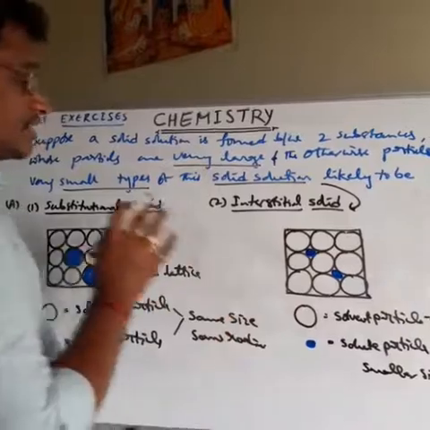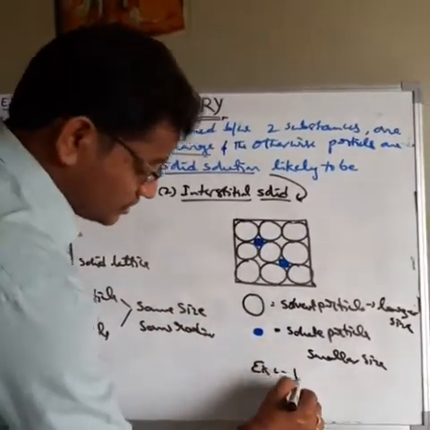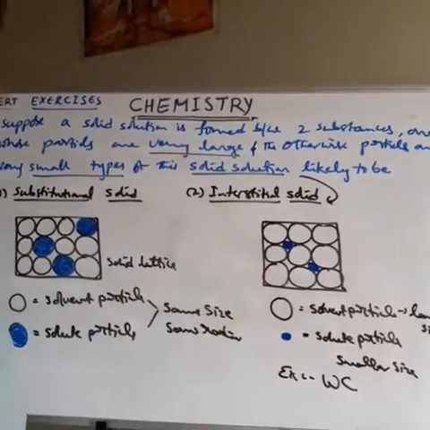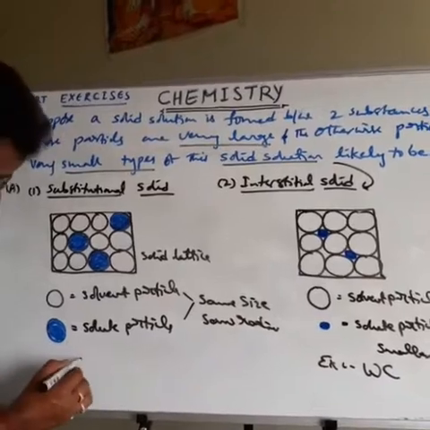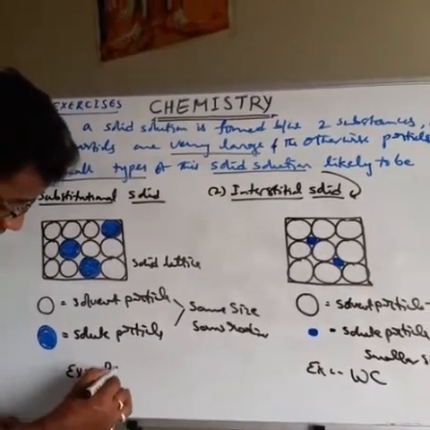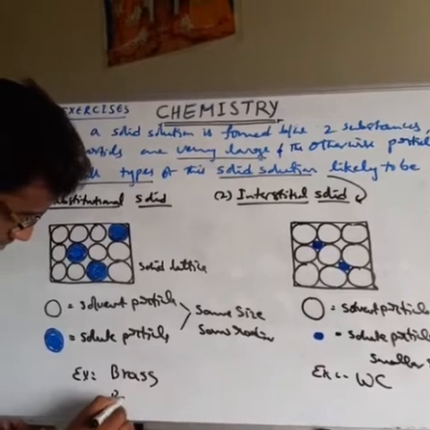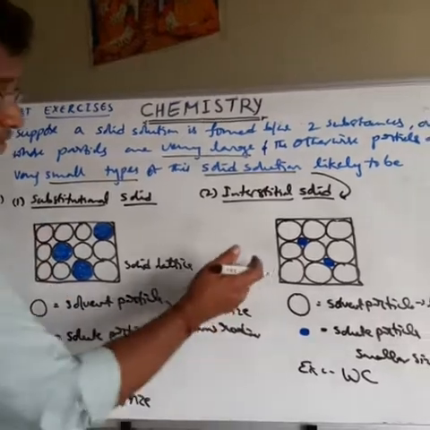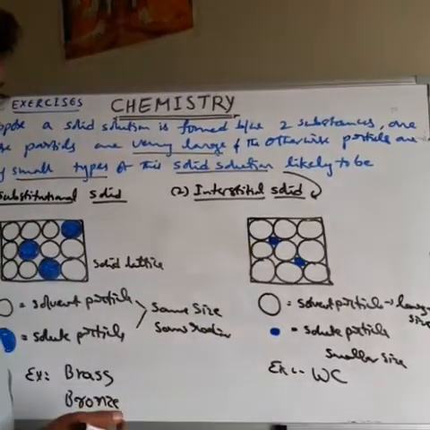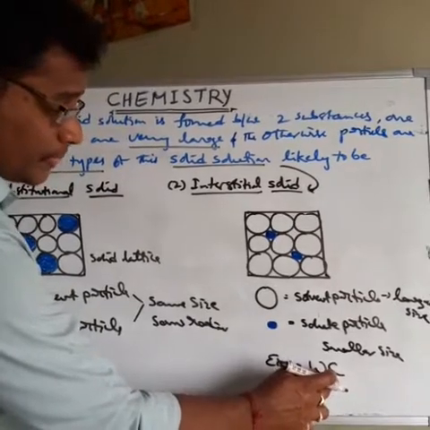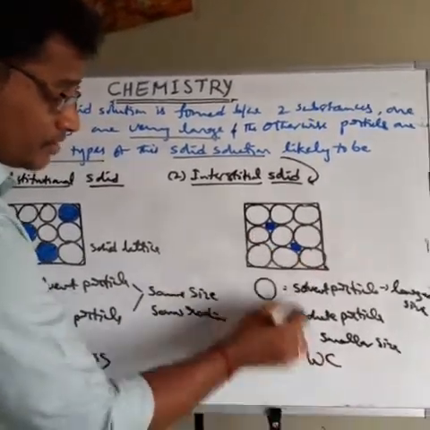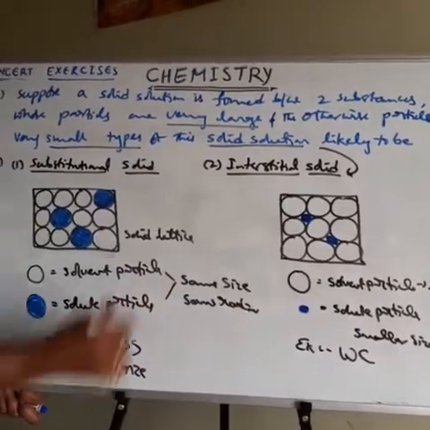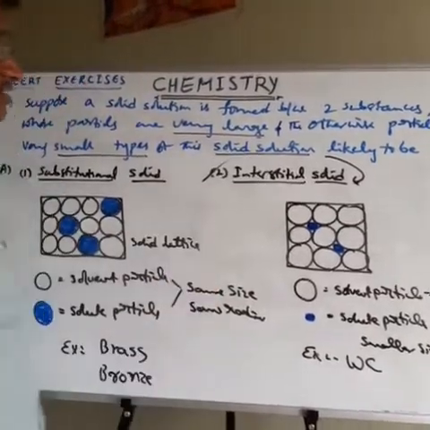That is interstitial solids. An example for interstitial solids is tungsten carbide. Then the substitutional solids example is bronze or brass. Tungsten carbide is an example for interstitial solids. Here carbon particles occupy the octahedral voids of the tungsten lattice. Then only they form the interstitial solids. So your answer is interstitial solids.